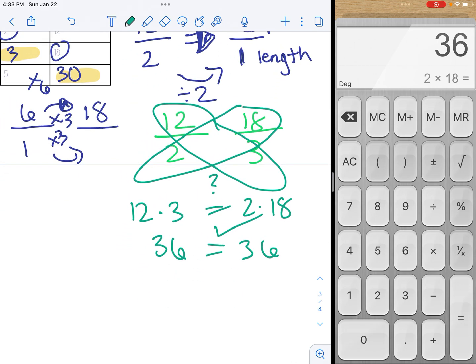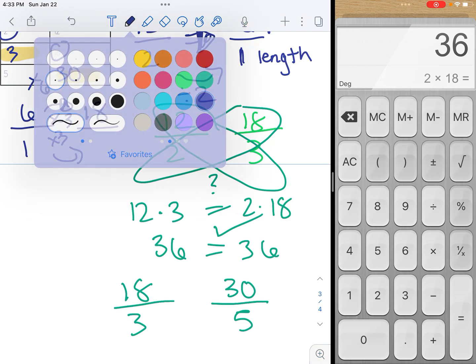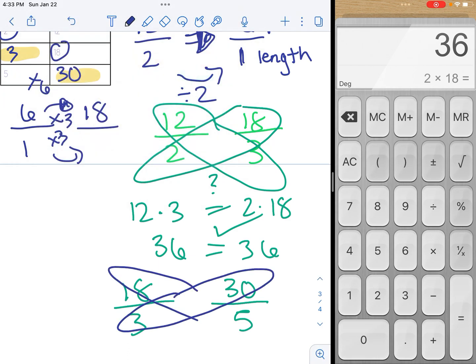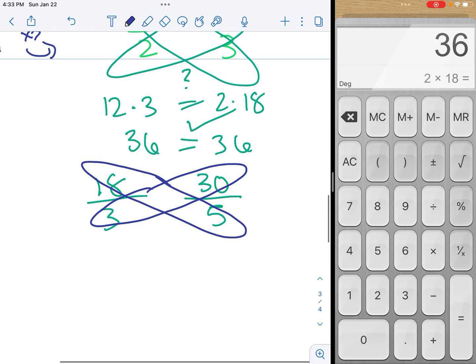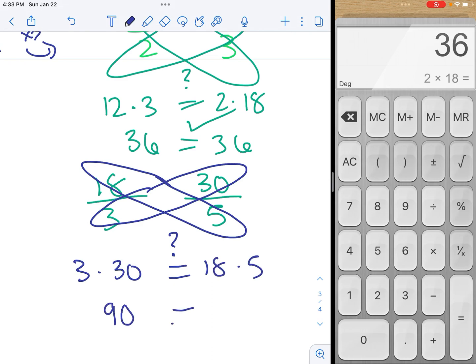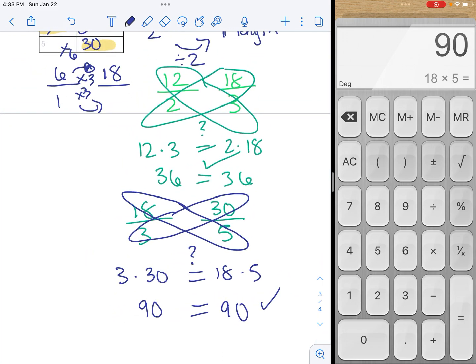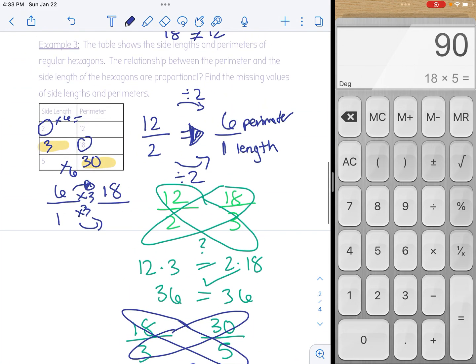And then our last one, just to check, so let's do 18 over 3, and we have 30 over 5. Cross multiply here. Let's see our butterfly method. Will these equal each other? 3 times 30. Does this equal 18 times 5? So 3 times 3 is 9. Tack on that 0, so we have 90. 18 times 5 is also 90. So yes, we have a proportional relationship here because our fractions or our rates are equivalent.